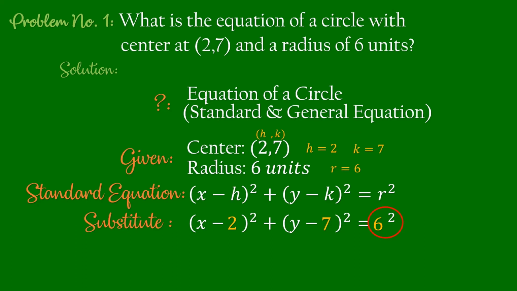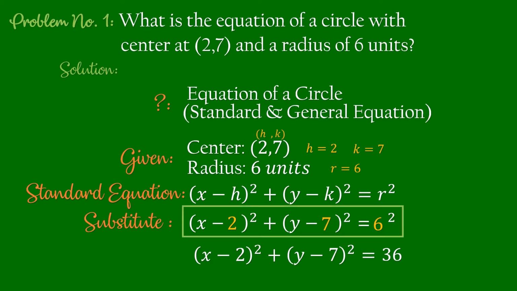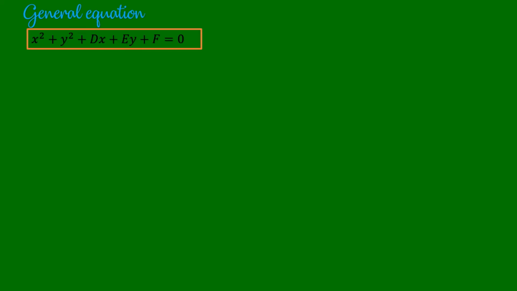However, we can simplify this. 6 squared is 6 times 6, which is 36. So instead of 6 squared, we write 36. Therefore, our standard equation can be this one or this one. Since we are through with finding the standard equation, we can now proceed to finding the general equation.